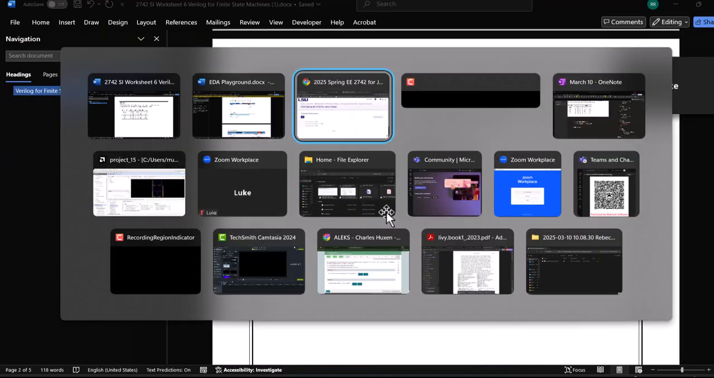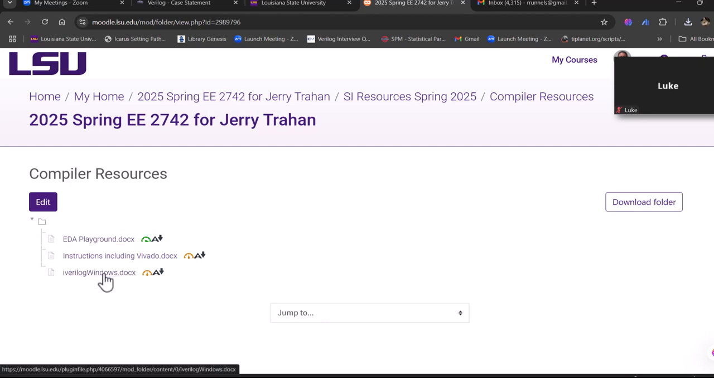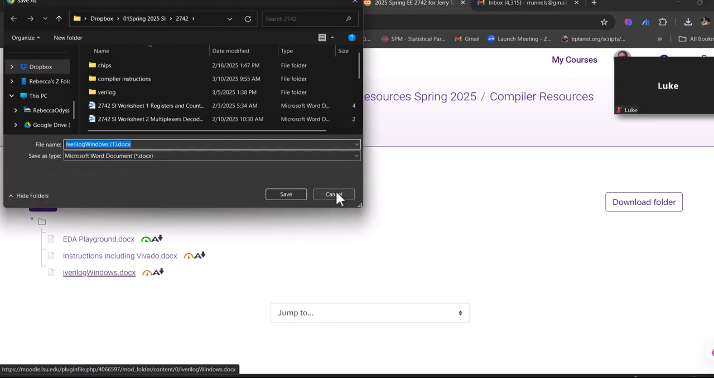And then I also have a free compiler called Icarus Verilog.